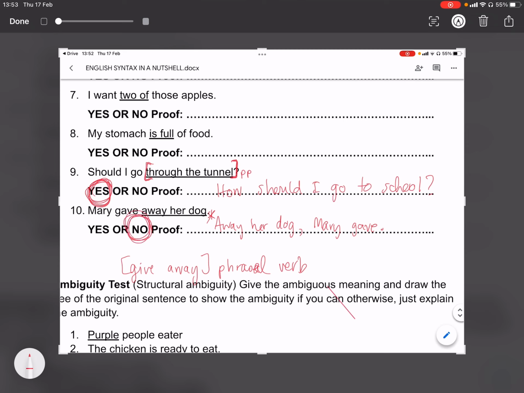And also another test is if you can break give away. So she gave her dog away. Now this is possible because you can insert the object inside the phrasal verb, but you cannot do that if it is not a phrasal verb. Okay, she gave it away. She gave her dog away. This one shows that give away must act as a unit, and so you cannot just break away her dog out like that. So it's a no. It is not a constituent.